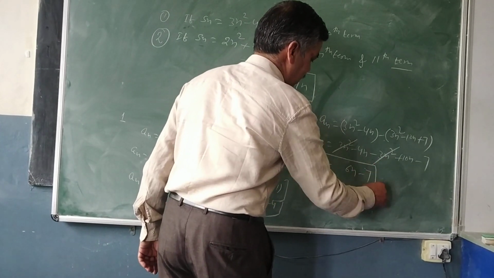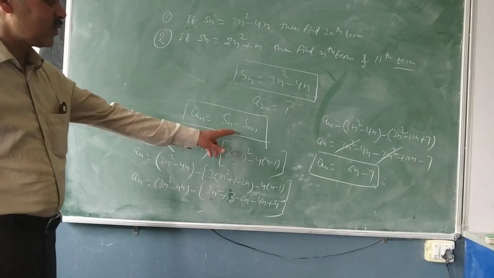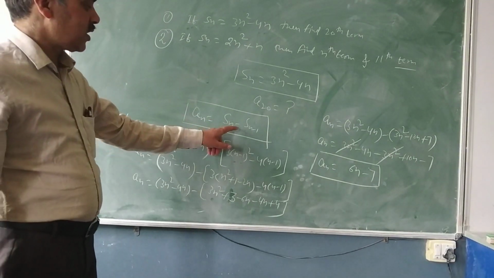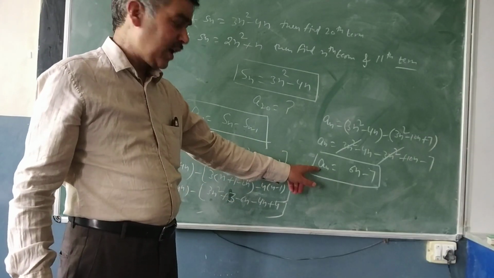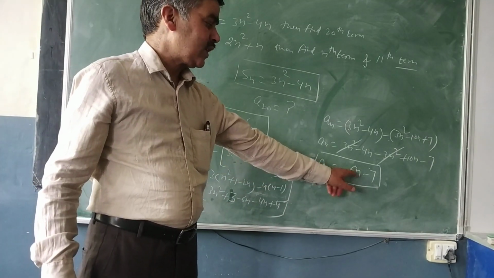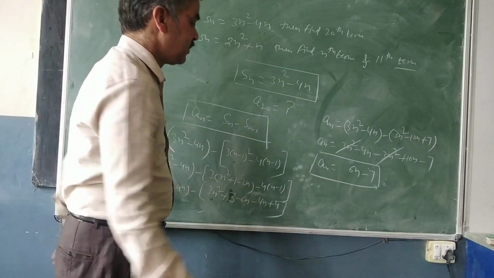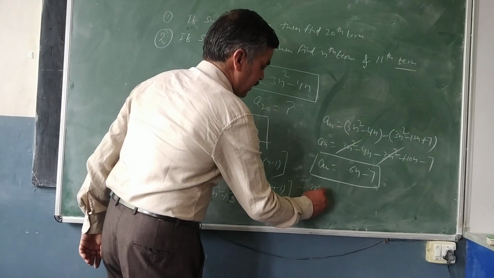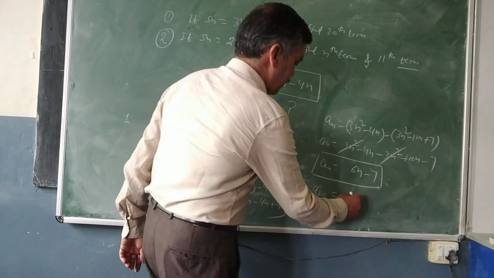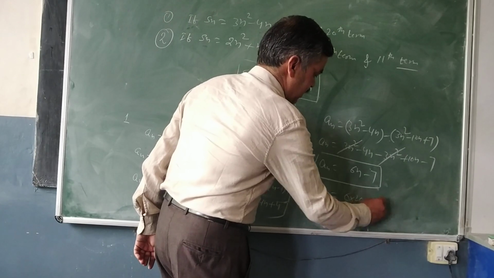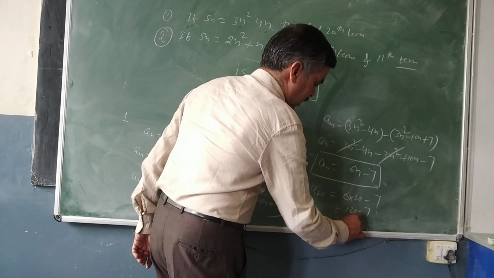So that is the an term. Whenever you use this equation, an is equal to sn minus sn minus 1, you reach here, in terms of n, 6n minus 7. Now you are supposed to find the 20th term, so directly you can put 20 in place of n, and it becomes 6 into 20 minus 7, so 120 minus 7, so your answer will be equal to 113.